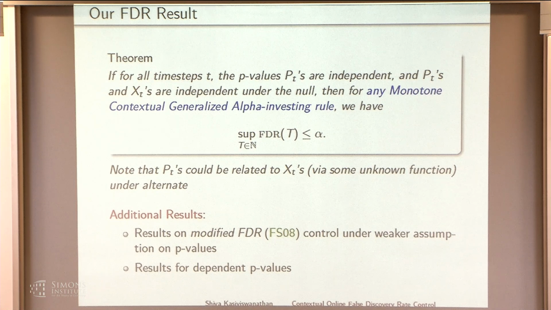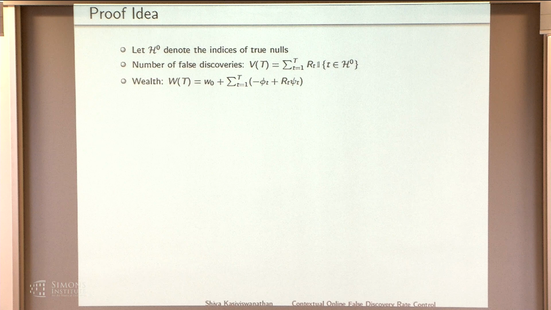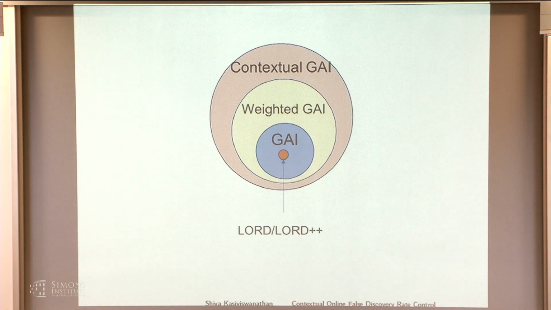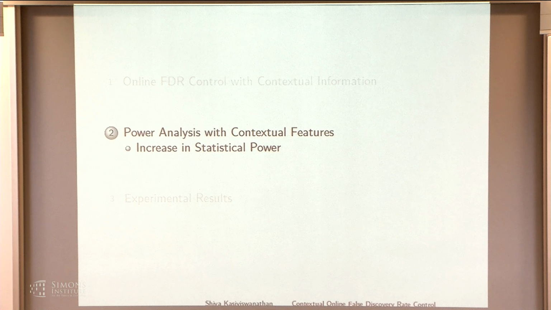But yeah, the idea is that FDR control is possible under the contextual information by creating this any monotone contextual generalized alpha investing rule. I'll skip the proof idea. So basically, let's get into the second part of this talk. As I said, FDR control is just one piece of the puzzle.